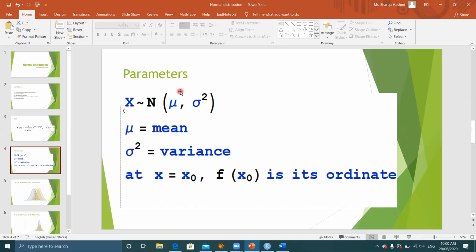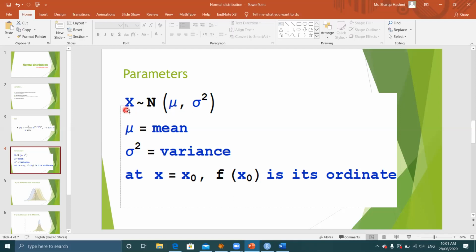Parameters. The normal distribution has two parameters, mu and sigma square. Mu is its mean and sigma square is its variance. And normally we use x with tilde sign. It means x follows, N stands for normal distribution. So x follows normal distribution. Within parentheses, we write here the parameters of the distribution. Its parameters are mu and sigma square. That's why we have written in parentheses mu and sigma square.